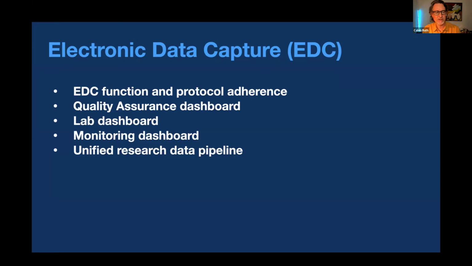This is a long-term study that they're continuing. They've already been doing it for 5 years. They know what they need. So these other 4 bullets are what they asked. Well, the 3 bullets following EDC are what they asked for. The quality assurance dashboard, so that they can go in and review what data has been captured.